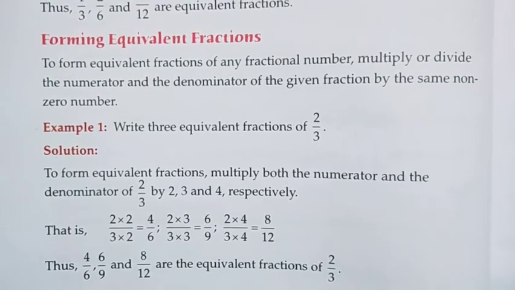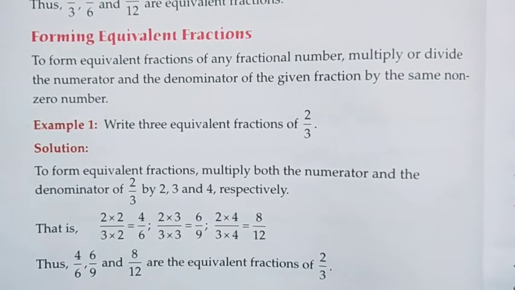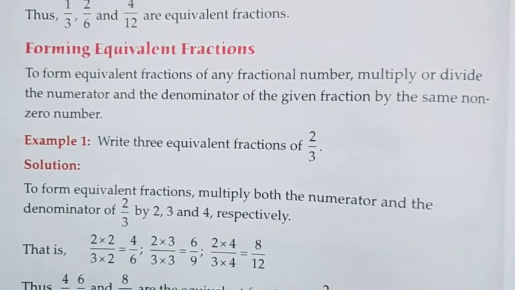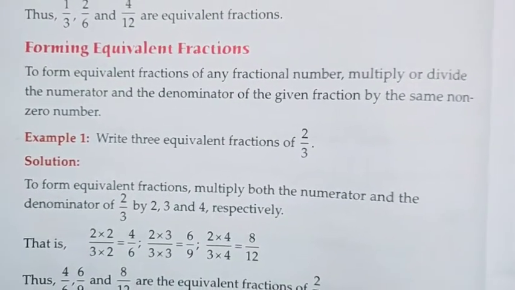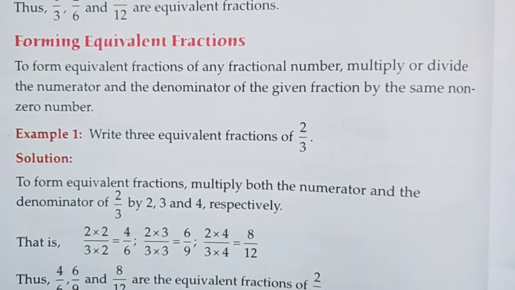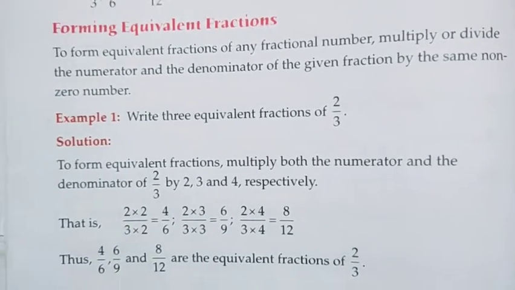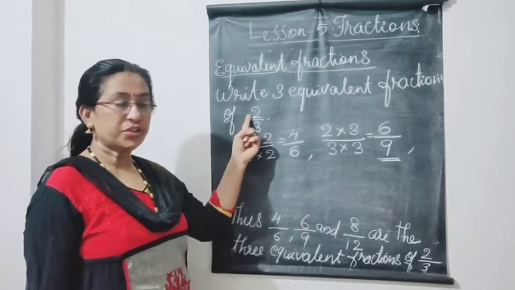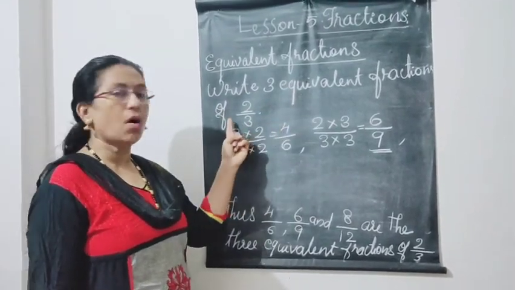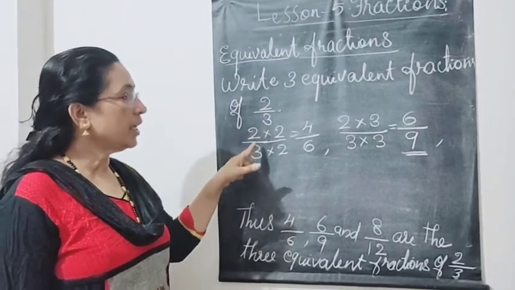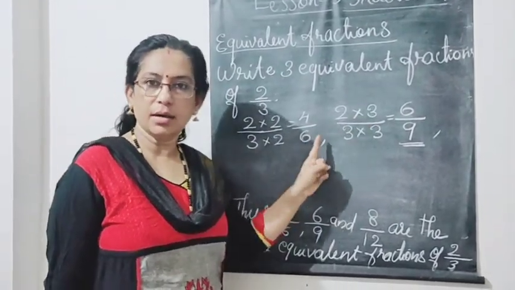Forming equivalent fractions. To form equivalent fractions of any fractional number, multiply or divide the numerator and the denominator of the given fraction by the same non-zero number. Let us see one example. Write 3 equivalent fractions of 2/3.